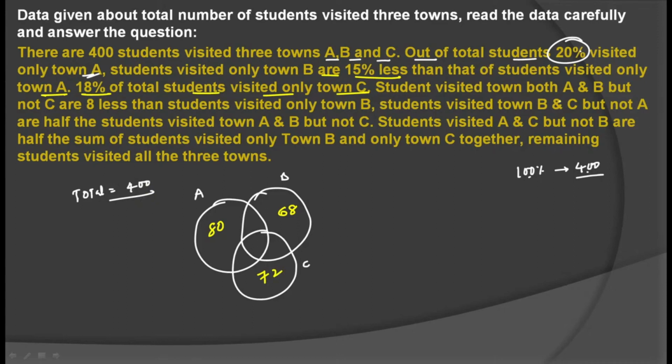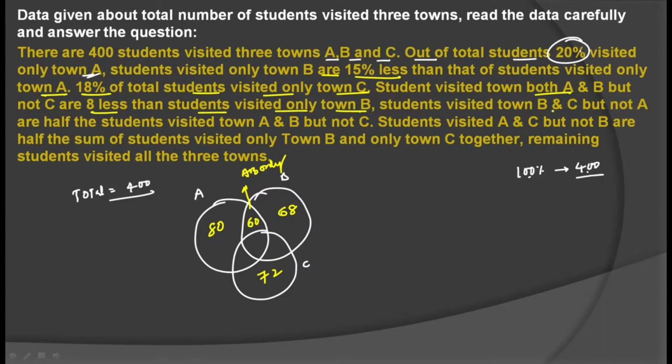Next one: students who visited both A and B but not C. The discussion is for this particular portion only. They clearly mentioned that the students who visited both A and B but not C are 8 fewer than the students who visited only town B. 8 members fewer means the number of students who visited AB only, this is the information represented for AB only, is exactly equal to 60 members.